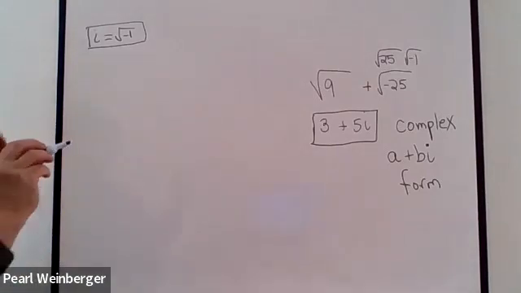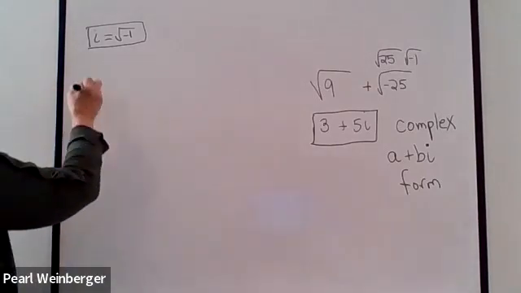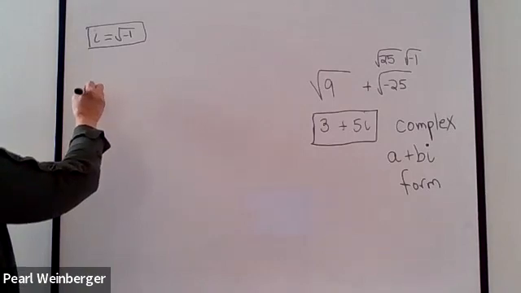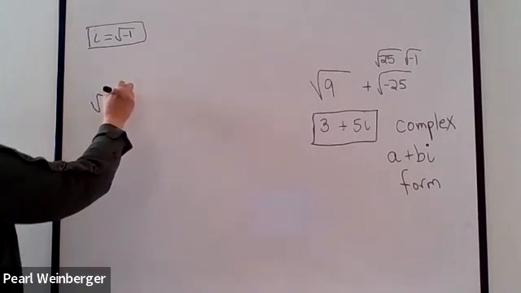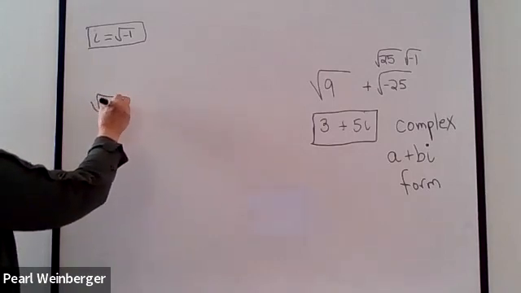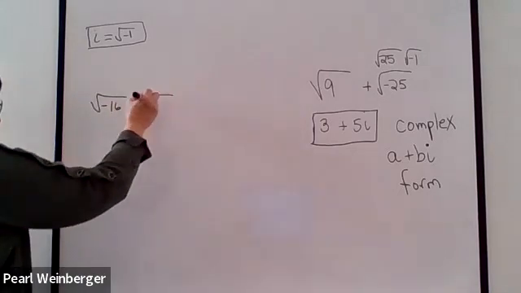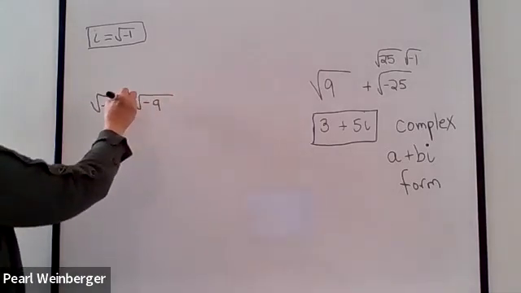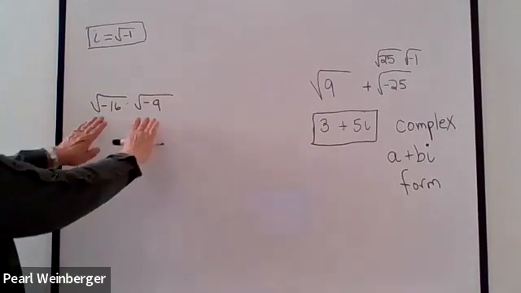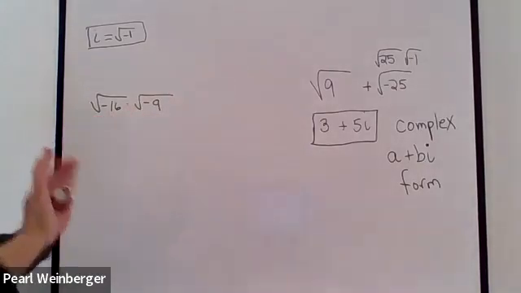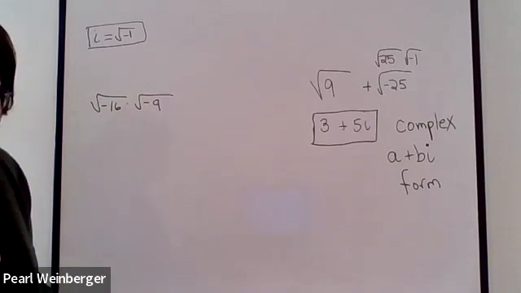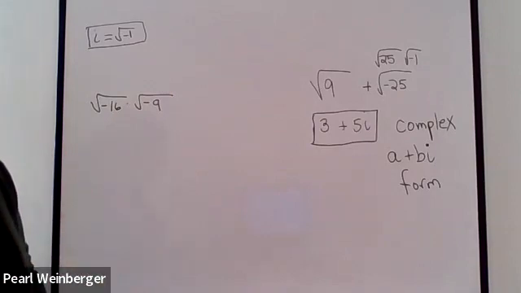So let's start with something really easy. Let's say I had the square root of negative 16, and I want to multiply by the square root of negative 9. Now remember, I'm multiplying. The first thing I have to do is know I cannot multiply square roots of negative numbers. I can't work with square roots of negative numbers. What I can do is convert them to i's and work with them in terms of i's.